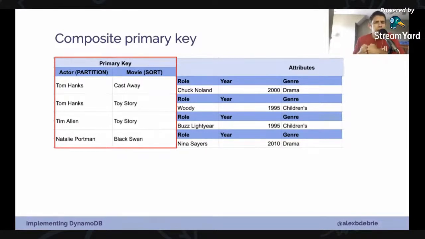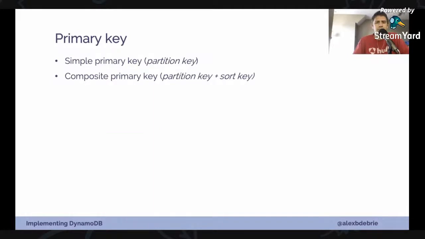Now, when you're using a composite primary key, it's the combination of those 2 elements that identifies whether that primary key is unique. So in this case, it's okay that we have 2 items with Tom Hanks as the partition key. That's okay because they have different sort keys, different movie titles that allow them to be unique as a combination. Likewise, we have 2 items that have Toy Story as the sort key, but because they're different actors, different partition keys, that's okay. So those are the two primary keys.